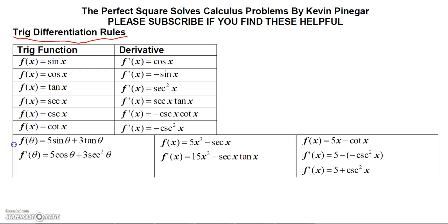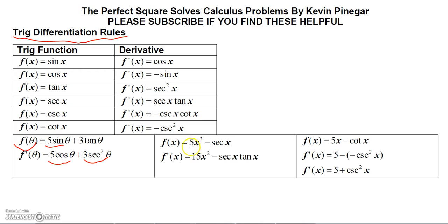So here, if I want to take the derivative of this function, f of theta equals 5 sine theta plus 3 tangent theta. Well, we know the derivative of 5 sine theta is just 5 times the derivative of sine theta. And up here it tells me the derivative of sine x is cosine x, so the derivative of sine theta would be cosine theta. So that'd just be 5 times cosine theta. And then the derivative of 3 tangent theta, we know the derivative of tangent theta up here is secant squared theta, so the derivative of 3 tangent theta would just be 3 times secant squared theta.